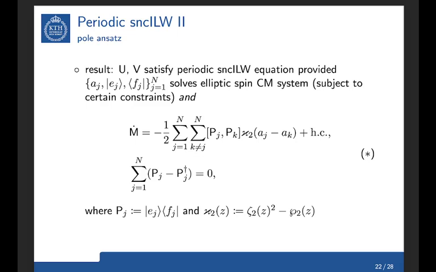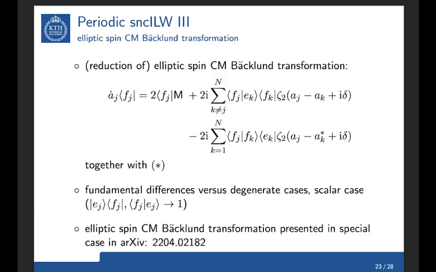So this is the result, but in addition to giving us special solutions of the periodic SNC-ILW equation, we found a new Bäcklund transformation for the elliptic spin CM system with some novel features. So it's interesting to spend a bit of time on this. I've written the Hermitian reduction of the elliptic spin CM system here. And the new feature, again, versus the degenerate cases, is this first term, which involves this dynamical background matrix M.